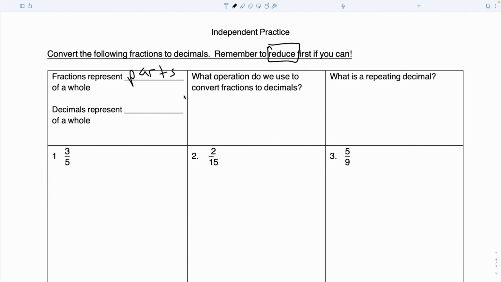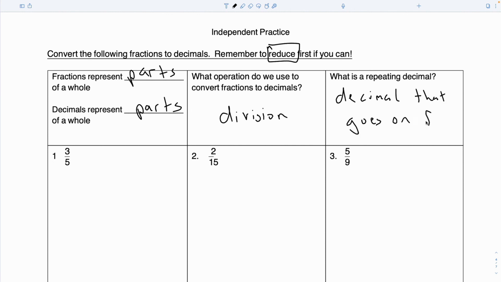From the notes, you should have fractions and decimals represent just parts of the whole number. The operation you use to convert is division. And then a repeating decimal is just a decimal that goes on, as Aiden said, forever.